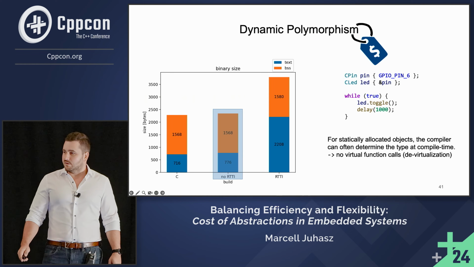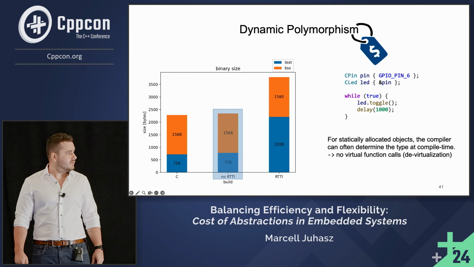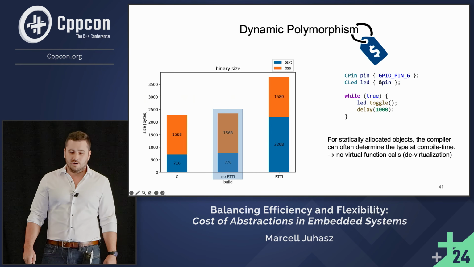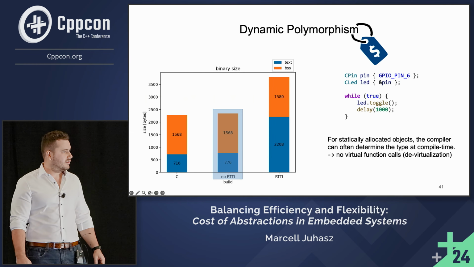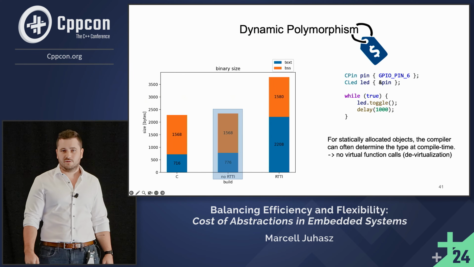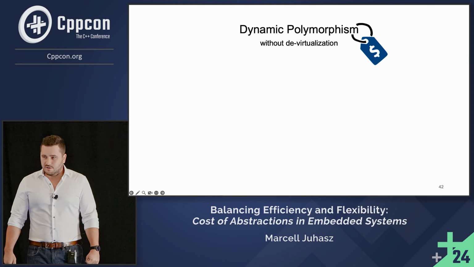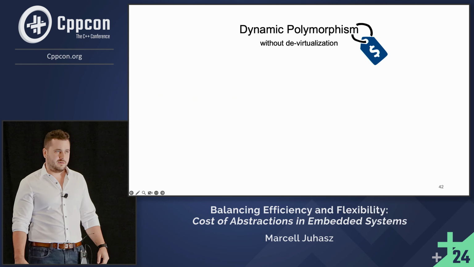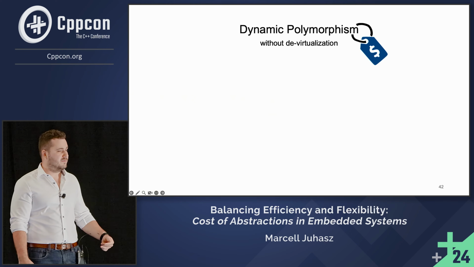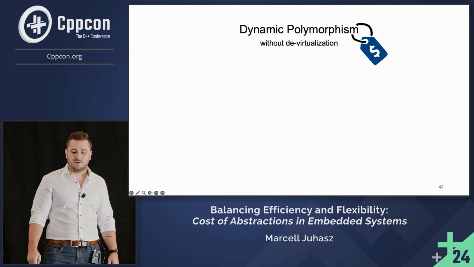I also must add that devirtualization works to a different degree for different compilers. So some compilers can do a deeper analysis of your code and resolve much more complex indirections. Other compilers simply cannot. So for that reason, I would also want to look at the overhead of dynamic polymorphism without devirtualization. So I want to look at the overhead of a virtual function call.